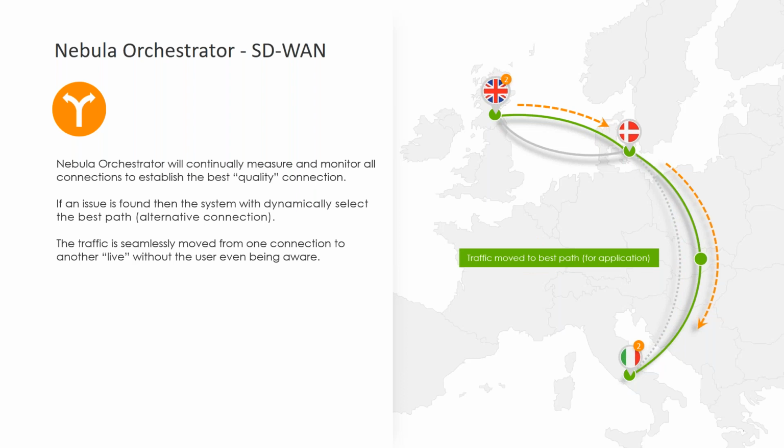So that application is moved from one line to another, without any user in the network noticing. And when the original line gets better again, then it can move back as well. So it checks both lines continuously and always takes the most optimized line to give the best performance and the best experience.